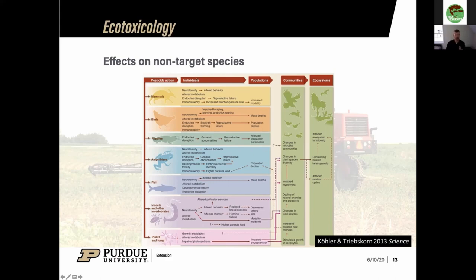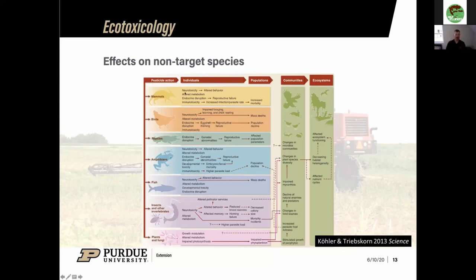If you focus first here on the individual level, just to highlight some similarities: when you look at mammals, we see things like neurotoxicity, immune disruption. Birds, same thing, neurotoxicity, immune disruption. Go to amphibians, neurotoxicity, endocrine disruption. So importantly, especially across these vertebrate groups, we see very similar effects being observed. We're impacting the physiology of these organisms, how the nervous system works. And if you think about many of these pesticides, that's exactly what they do in many of the pest species as well. So again, we see very parallel effects across these different groups.